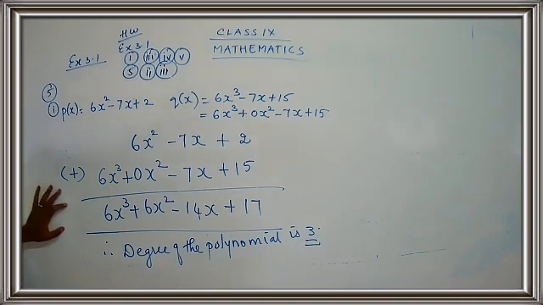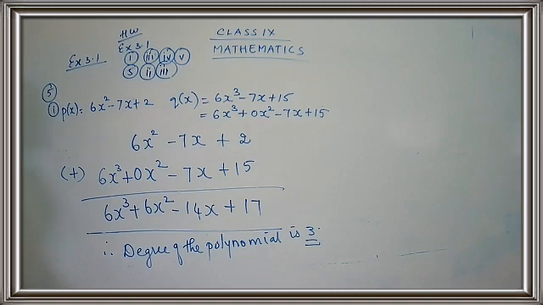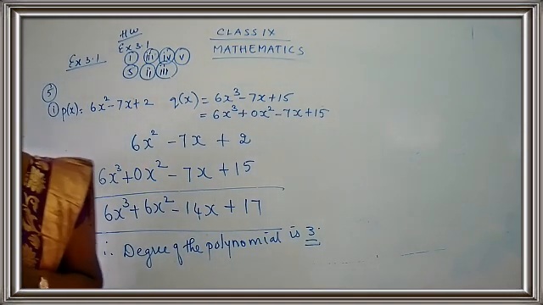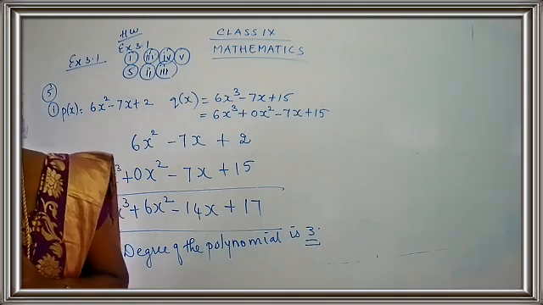So the answer was 6x cube plus 6x square minus 14x plus 17, and we have already taken the degree. So we have completed question number 5, first subpart, and I have given you the second subpart and the third subpart as homework. Okay, children, now let's come to the next question. Take down question number 6. Subtract the second polynomial from the first polynomial and find the degree of the resultant polynomial.